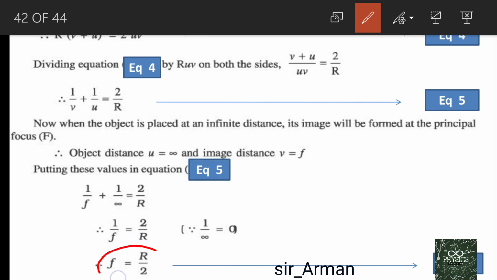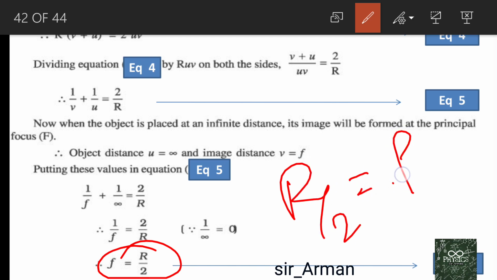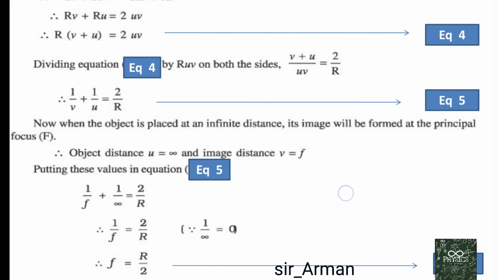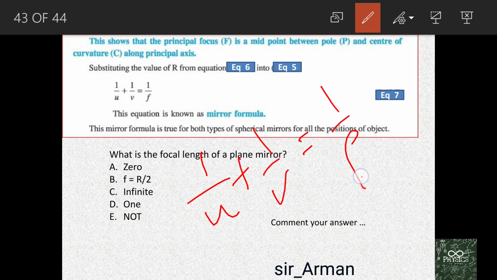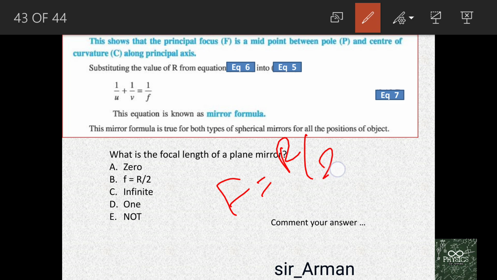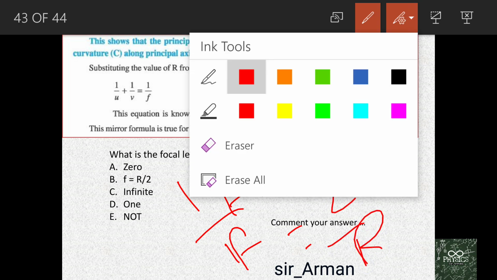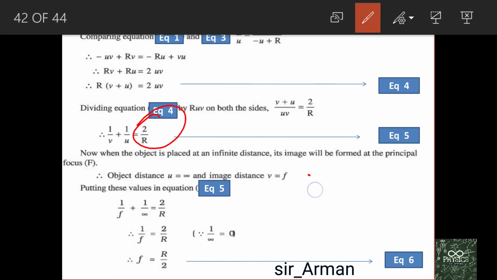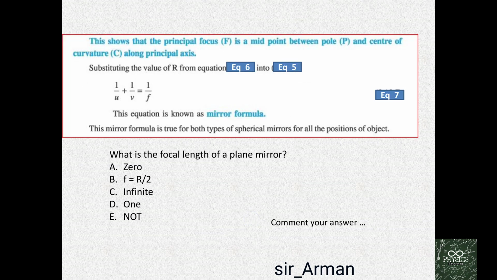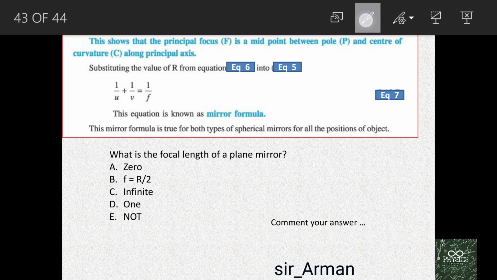Now again we can use this f is equal to r by 2, that is r by 2 is equal to f. So here we have 2 by r, right? We can put this value in this equation again and we can obtain our mirror formula. How? Here r was there, right? We have obtained that f is equal to r by 2, so 1 by f is equal to 2 by r. Here you can observe that 2 by r was there in the last equation, so instead of 2 by r we can write 1 by f. We have put the value of 2 by r and we have obtained our final equation, that is 1 by v plus 1 by u is equal to 1 by f.